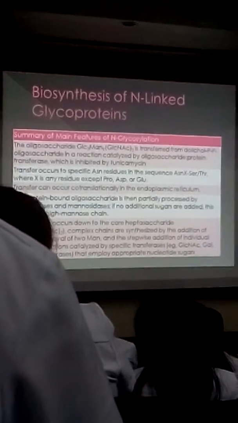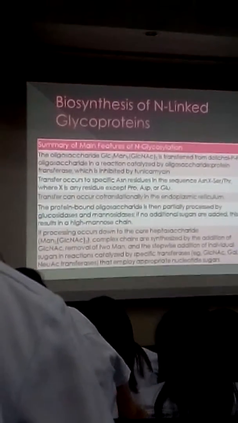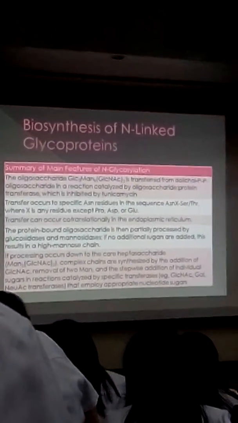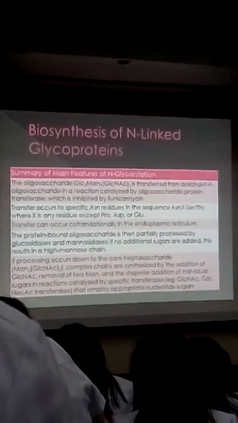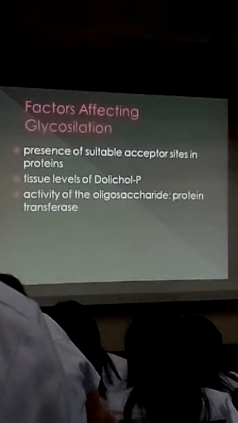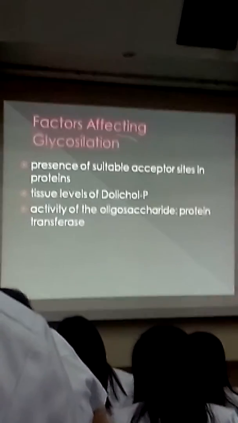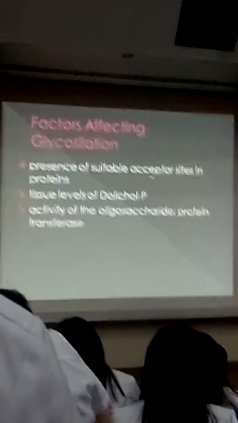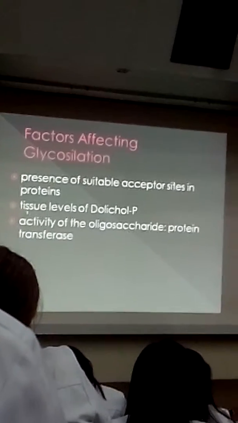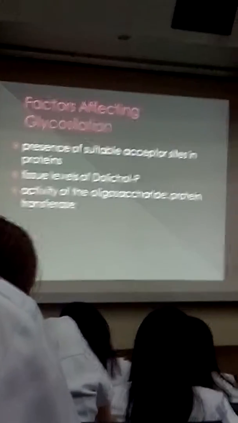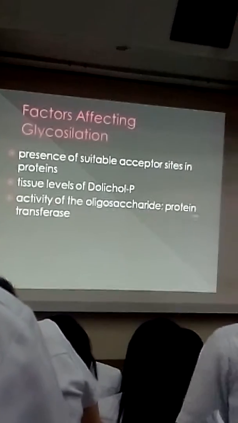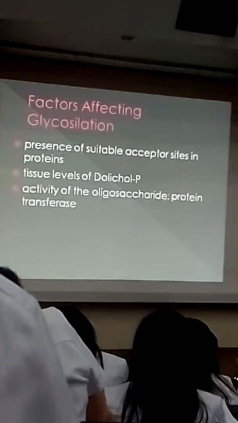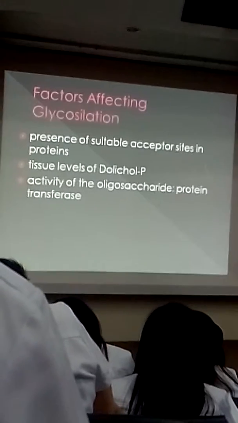Protein-bound oligosaccharide is partially processed by glucosidases and mannosidases. But if no additional sugars are added, this becomes your high mannose. Addition or subtraction by these enzymes will form your hybrid or your complex. Factors affecting glycosylation: the presence of suitable acceptor sites in your protein, tissue levels of dolichol-P, and activity of the oligosaccharide protein transferase. This is the generic format, but of course you have a specific oligosaccharide, you have a specific protein.